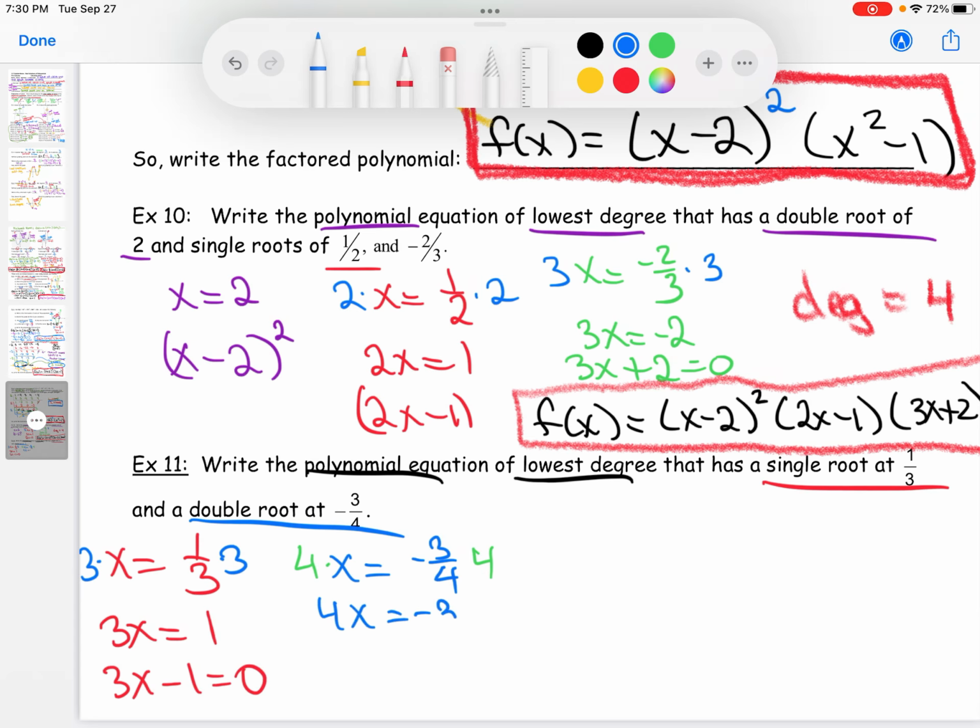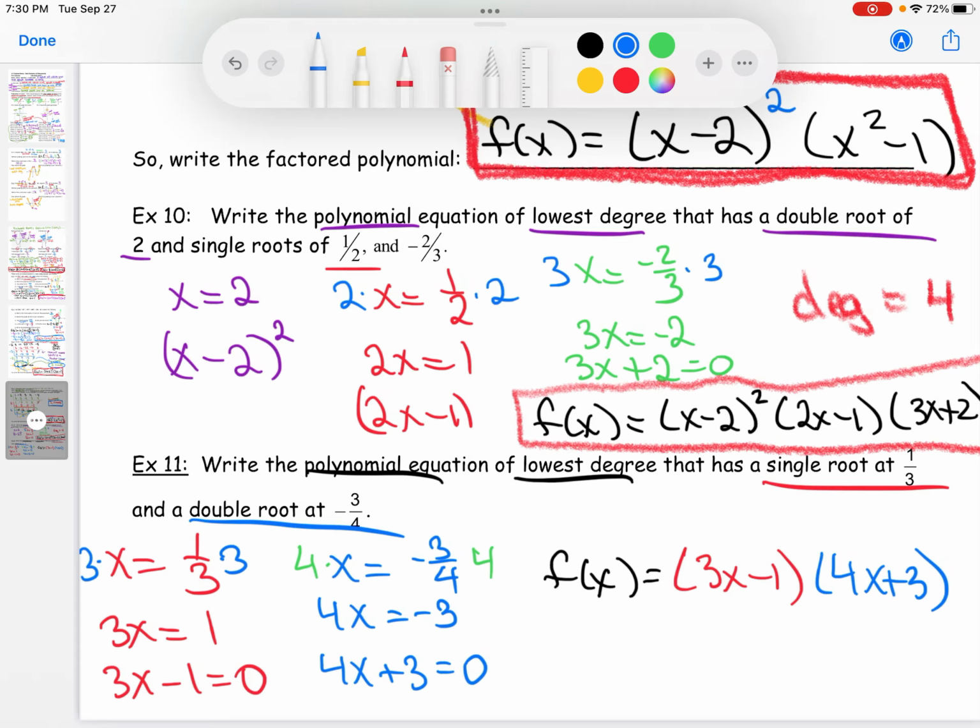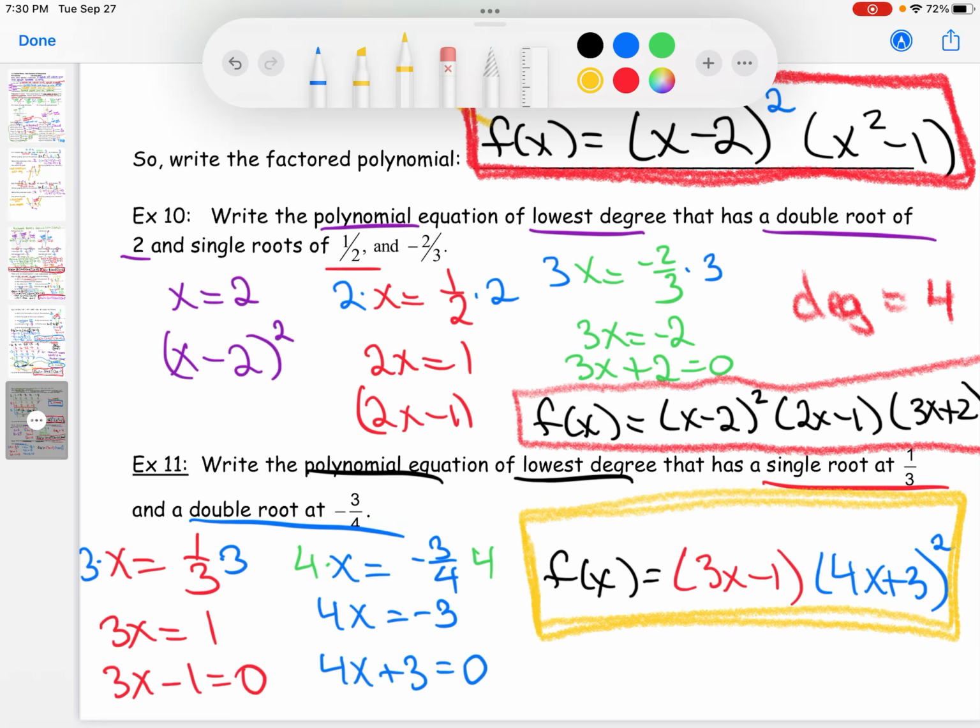Multiply by 4 to clear the fraction. 4x equals -3. Make one side equal 0. 4x plus 3 equals 0. So this function would be f of x equal to 3x minus 1. That was a single root, so it's to the single first power, times 4x plus 3, which was a double root, so we square that one. And this is factored form.